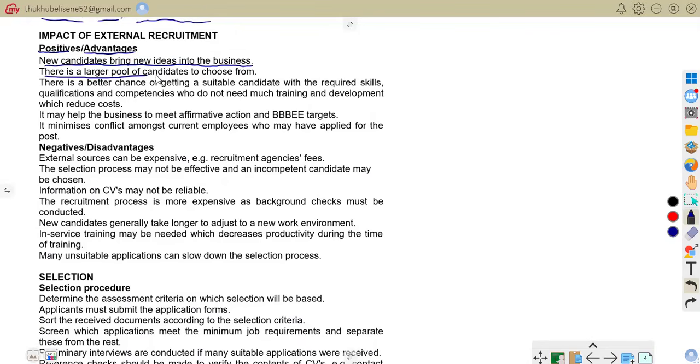There is a large pool of candidates to choose from. More people to choose from. Example, 200 applicants respond to a job advertisement. So it means you have that large pool that you can choose the best out of. You are not limited like when you are recruiting internally.